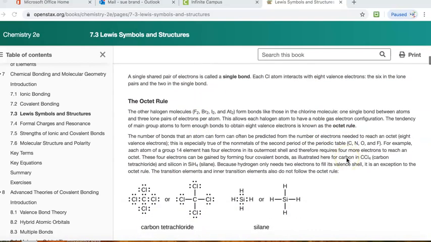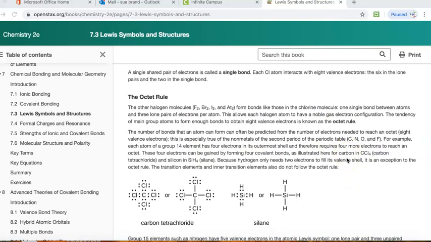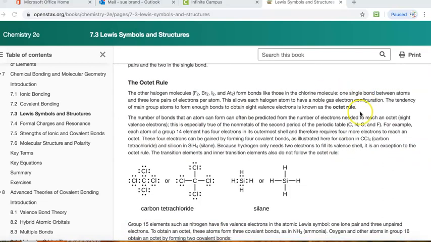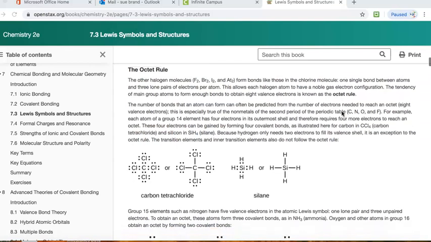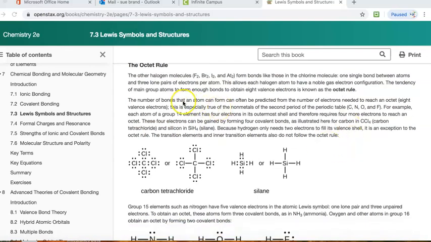Now you may say, well, what about the other elements that have d and f subshells? And for those, like most things in chemistry, the octet rule doesn't apply for every element on the periodic table, but it applies to most of the ones that we end up talking about in general chemistry. And so for most of the compounds that we deal with, the octet rule will apply.